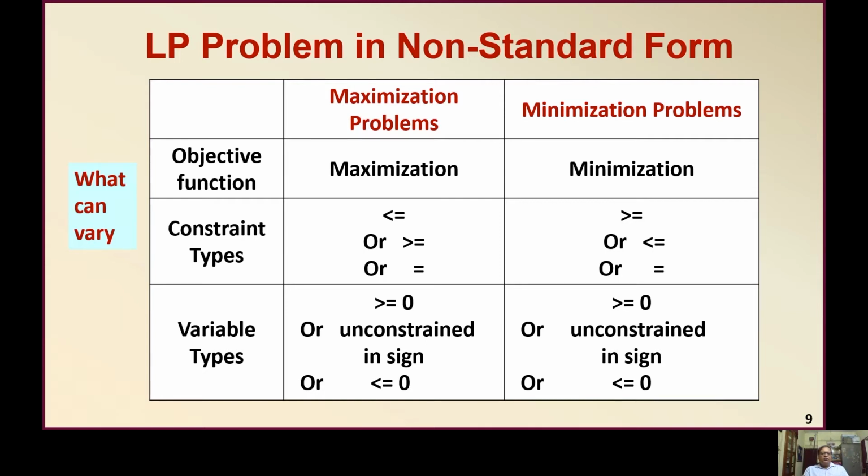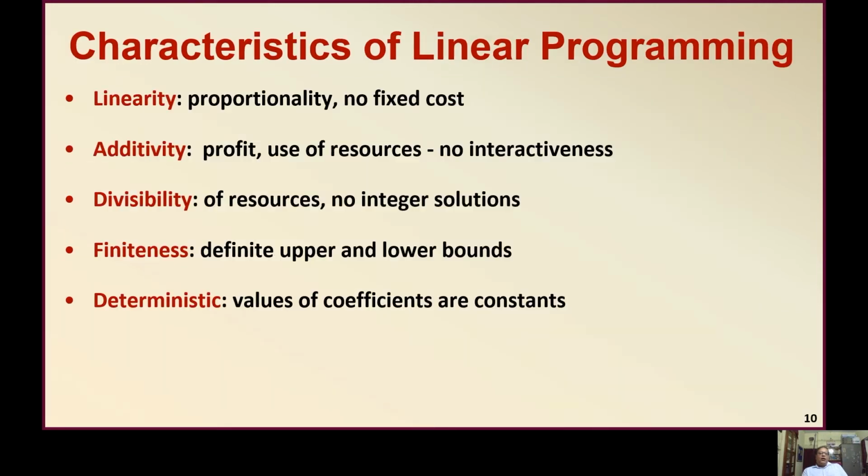In a maximization problem, since the usual type is less than or equal to, that is given first, and in a minimization problem, greater than or equal to is given first. So, as we have the linear programming problem in standard form, linear programming problems in reality can definitely be in non-standard form. What can vary is all given here in this particular table. Before we move over, let us see some basic characteristics of linear programming.